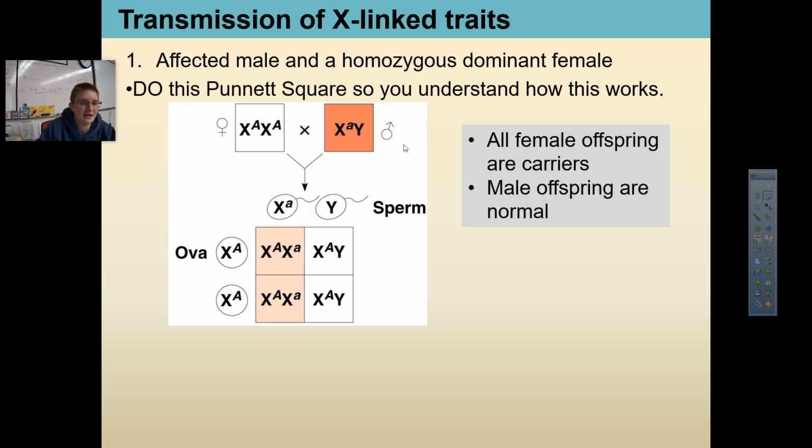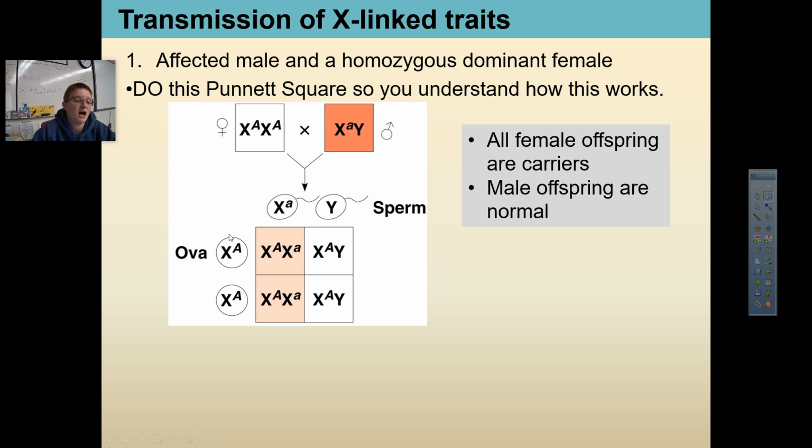So here you have an affected male, he's colorblind or whatever, and a homozygous dominant female. If we do that Punnett square, here's the affected male and here's the female. This sperm fertilizes this egg, that's a female, but she's a carrier. This sperm fertilizes this egg, that's a female, but she's a carrier. All the boys are normal because mom only had normal X's. So in this Punnett square, all the males are normal and all the females are carriers because dad had to give them that affected trait. So if dad's colorblind, all of his daughters will at least be carriers.